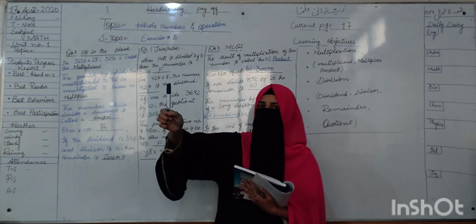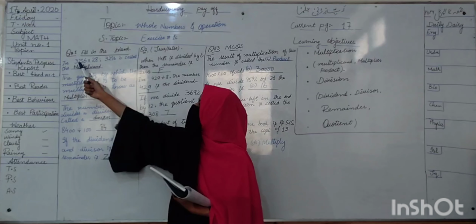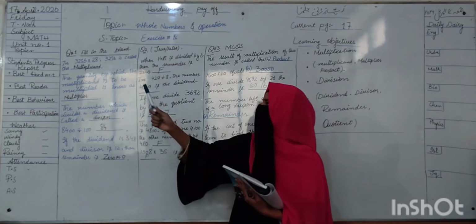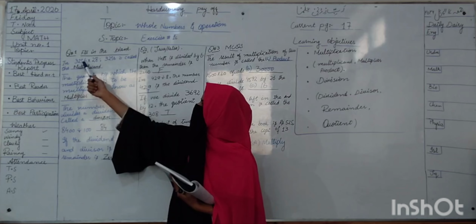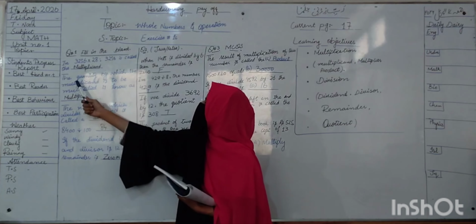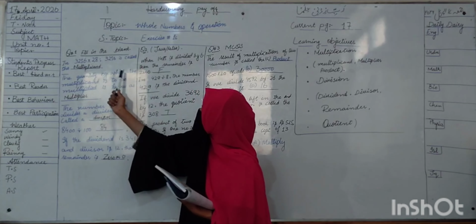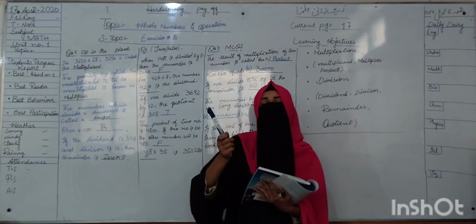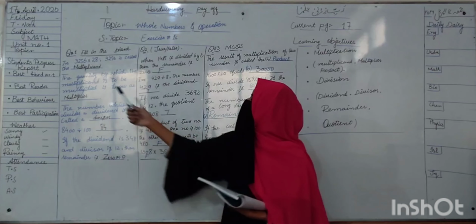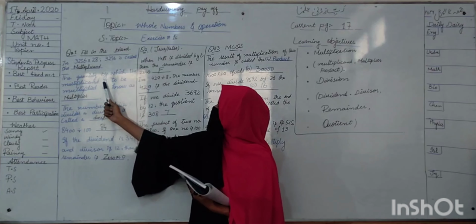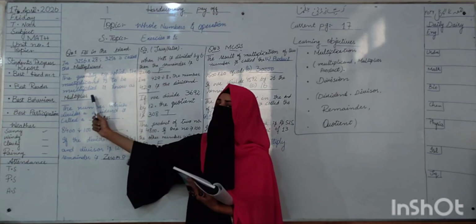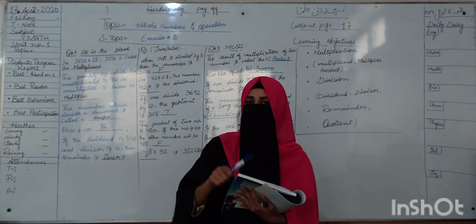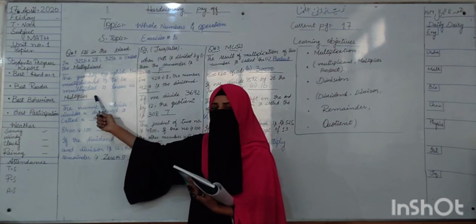The number to be multiplied is called a multiplicand, so 3256 is the multiplicand. The quantity by which the multiplicand is to be multiplied is known as a multiplier. That number used to multiply the multiplicand is known as a multiplier.